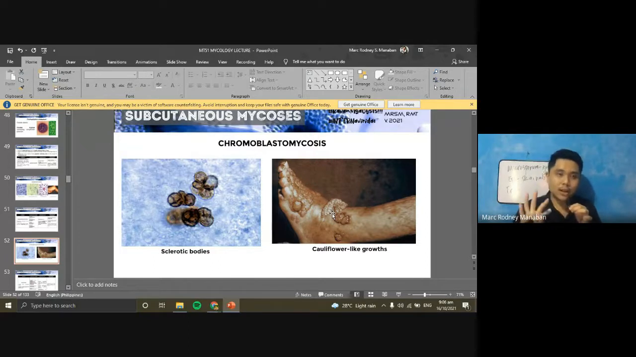And the people most prone are the agricultural workers, those who are constantly working in the soil. They are more likely to get the infection. Alright, that's chromoblastomycosis. Again, sclerotic bodies, copper pennies, muriform, medlar bodies.